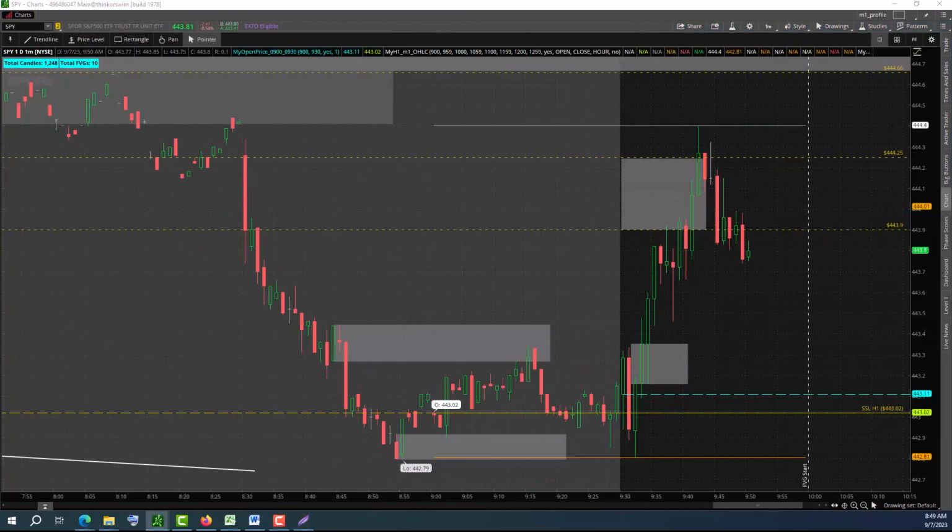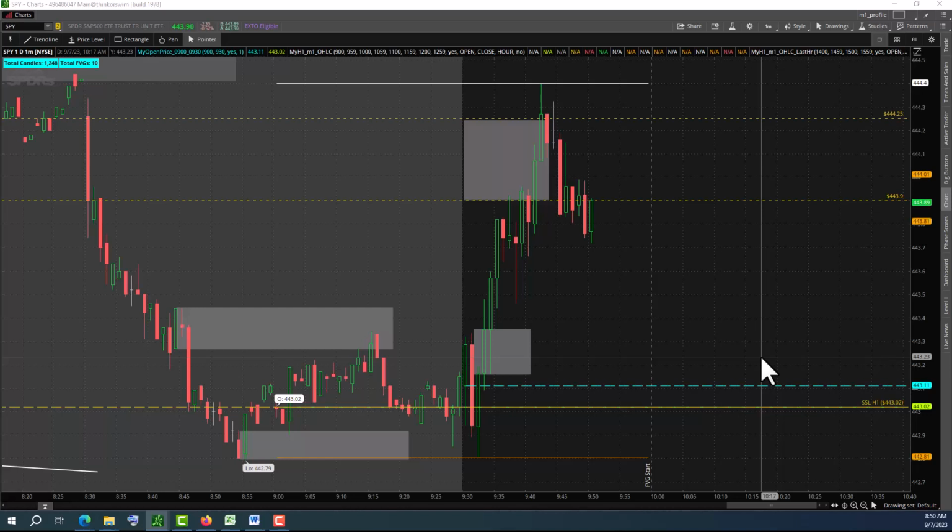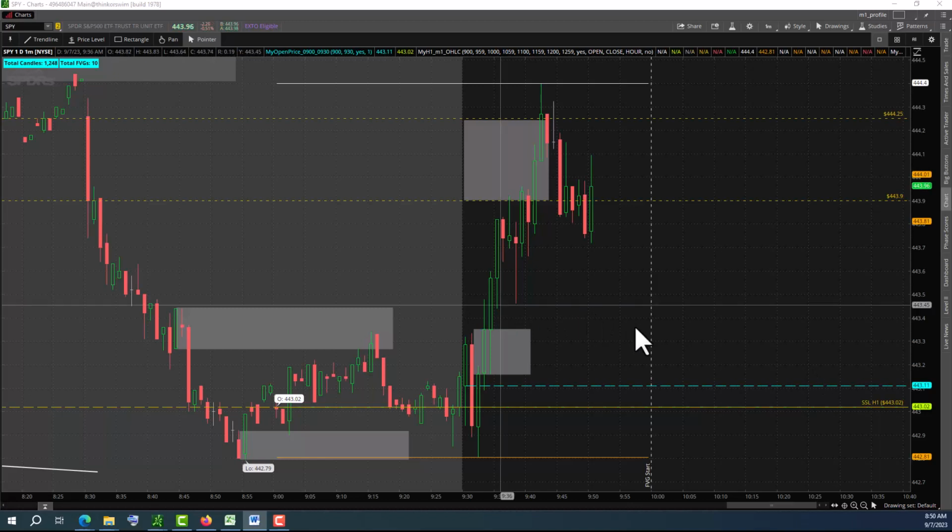Let's move out of here. We see that it retested the area for us. So we are just in 10 minutes. So let's see.